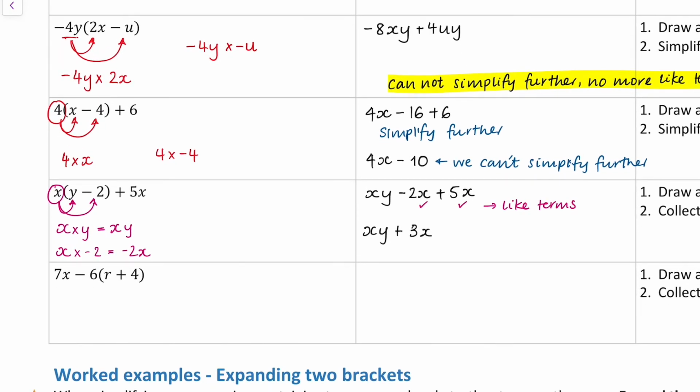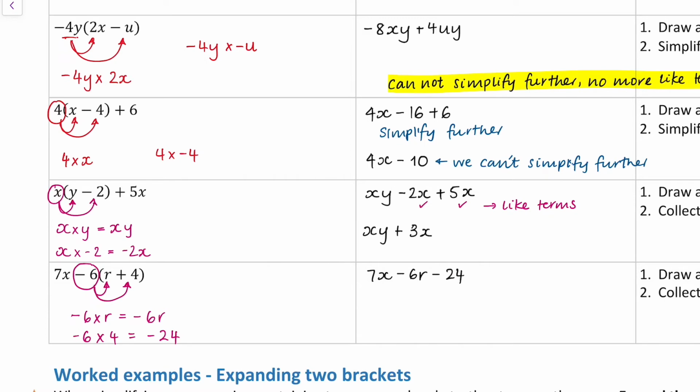So now the last question here says that we need to do 7x minus 6 times (r plus 4) within brackets. So here, we don't need to distribute the 7x, but what we do need to do is take this negative 6 and multiply every term inside the bracket. So I'm going to have negative 6 times r, which will give me negative 6r, then negative 6 times 4, negative 24. Now writing this all together, I'm going to have 7x minus 6r minus 24.